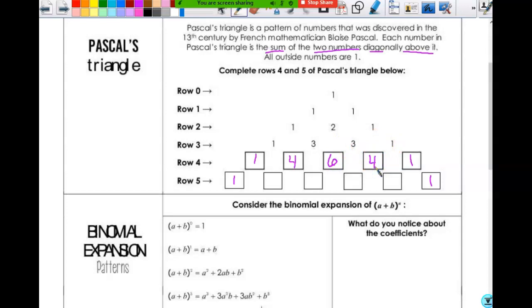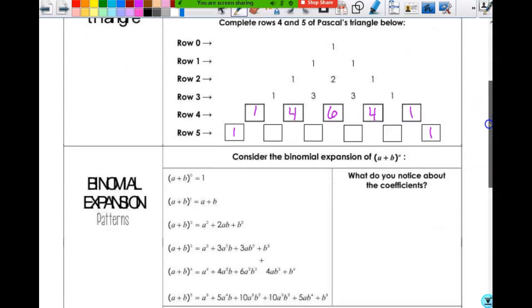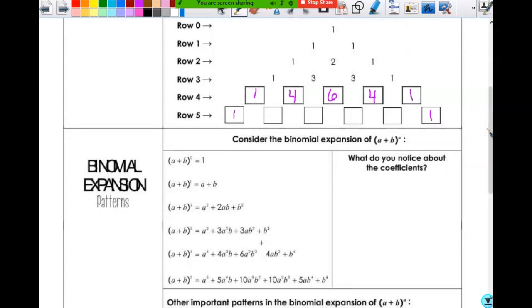Okay, so go ahead and do that last row. Do row 5. See what you come up with. You get 1, 5, 10, 10, 5, 1. Right? Makes sense?